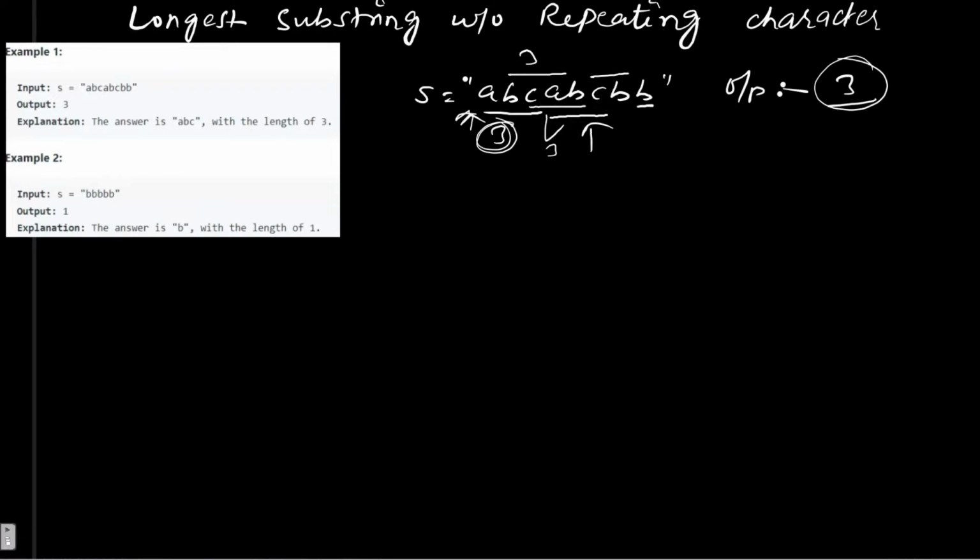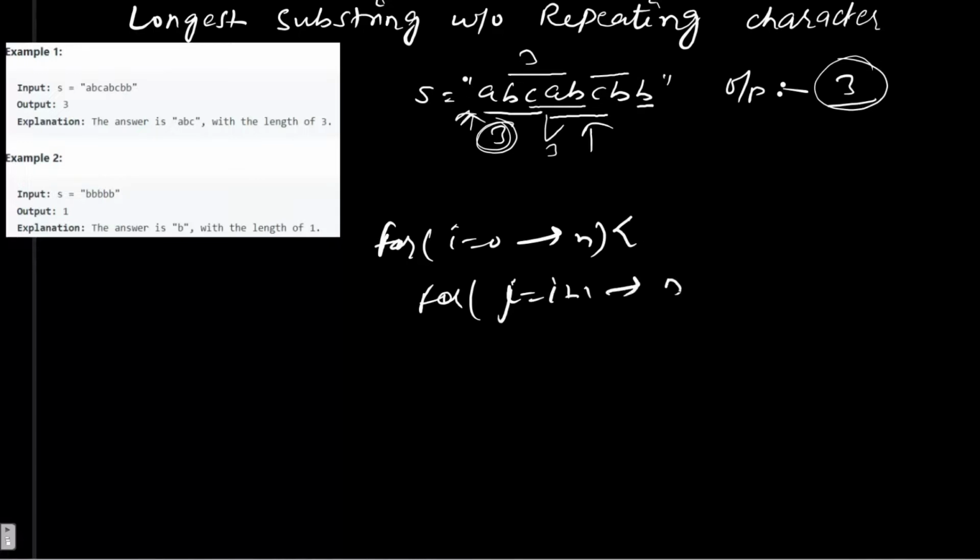The first approach is brute force, using two for loops. We start iterating from i equal to 0 to n, and inside this for loop we again iterate for j equal to i plus 1 to n. We will consider all the substrings from i to j, and we have to check whether this substring contains any repeating character or not.